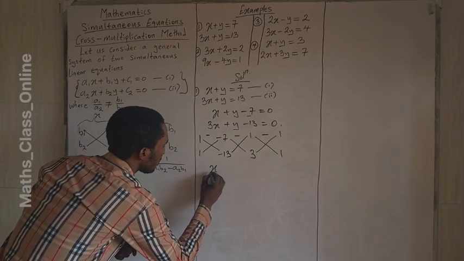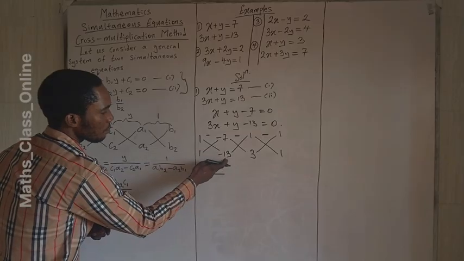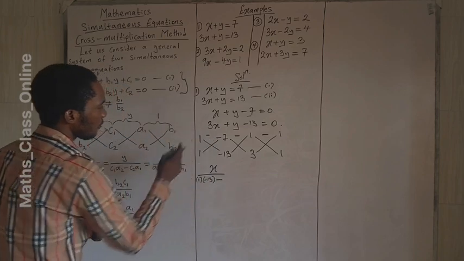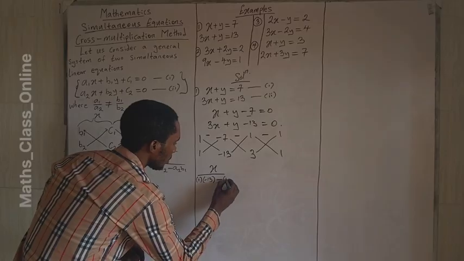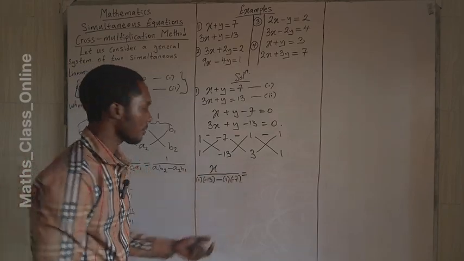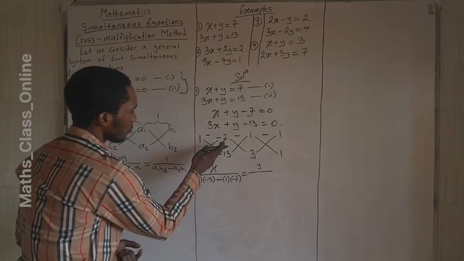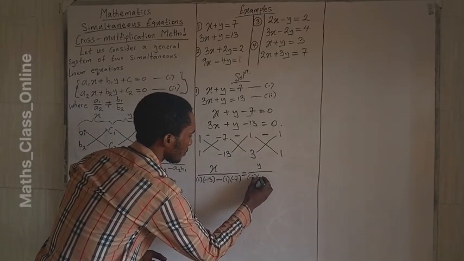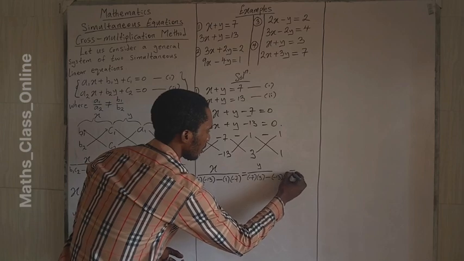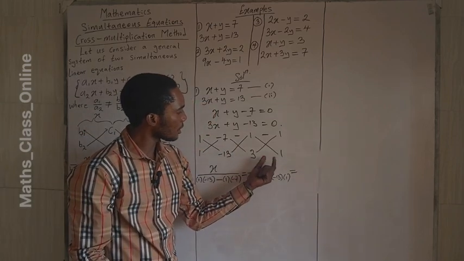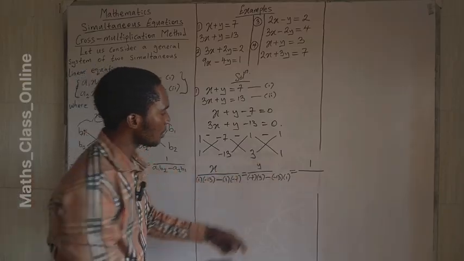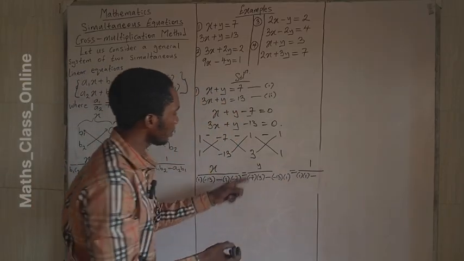That means we will have x over 1 times minus 13 minus what we have here, 1 times minus 7, is equal to, the second and third column is for y: minus 7 times 3 minus 13 times 1, is equal to, and the last two columns are for the constant, and we are going to write that to be 1 over 1 times 1 minus 3 times 1.